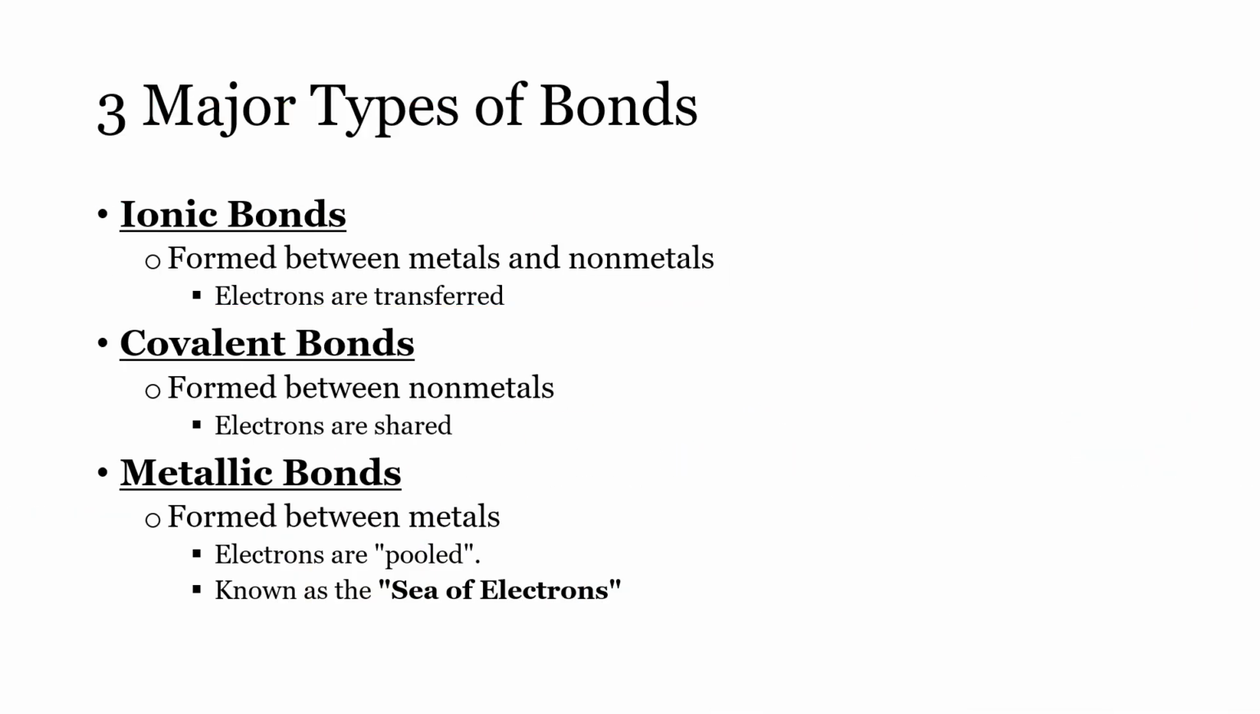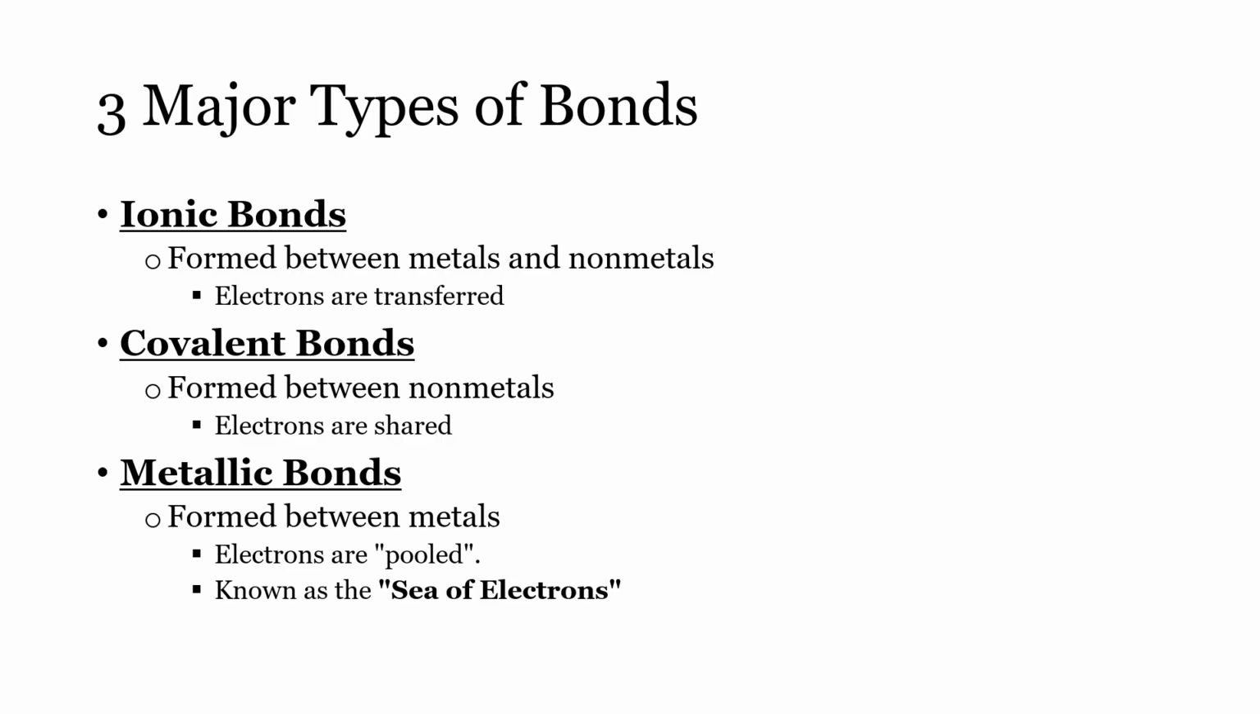Now, before getting into the actual naming system itself, we do need to talk about the types of bonds that we are able to look at. The first is going to be our ionic bond. These form between metals and nonmetals. How these bonds form is when the electrons are transferred from one element to another element. And that is what creates an ionic bond. Next is going to be a covalent bond, which is only formed between nonmetals. In our covalent bonds, the electrons are going to be shared between the different nonmetals. And so the sharing of electrons is what creates a covalent bond.